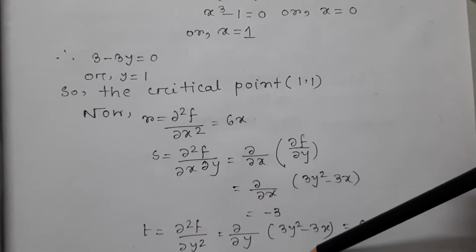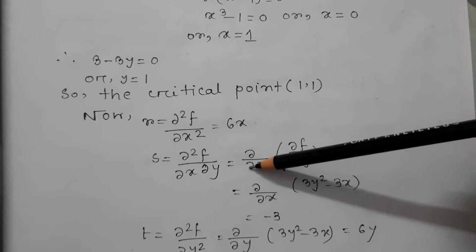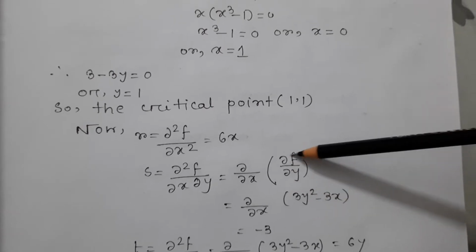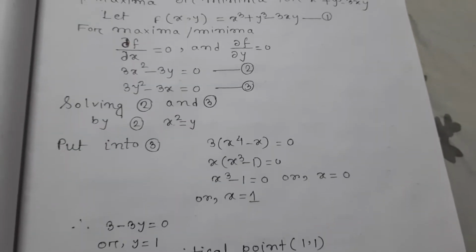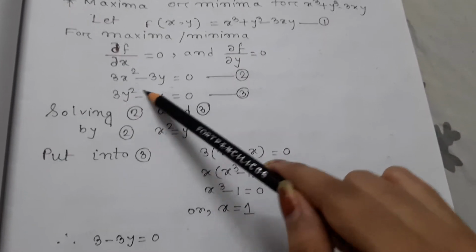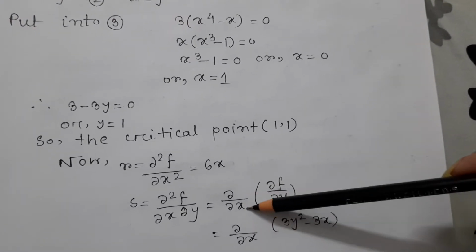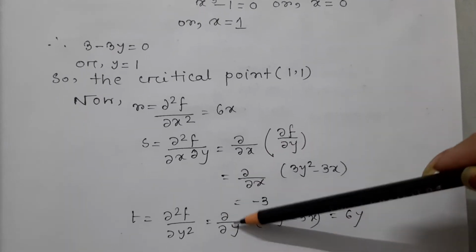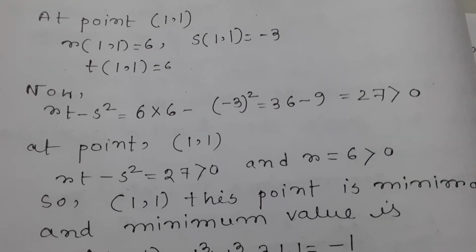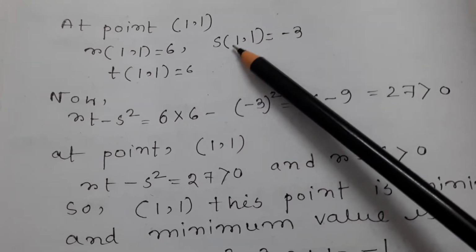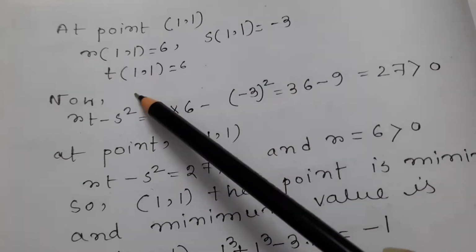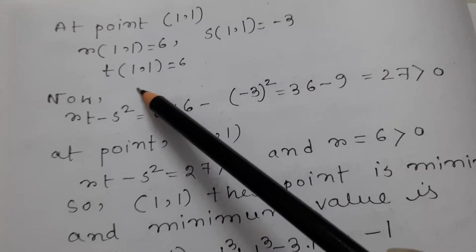It will be the double derivative, del of del x of del f by del y. You already know this one is this, so we again differentiate this equation with respect to the variable, and we get the expressions for r, s, t. Just put (1, 1) in place of x and y, then calculate r, s, t: r equal to 6, s equal to minus 3, t equal to 6.